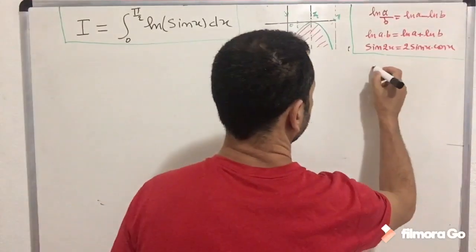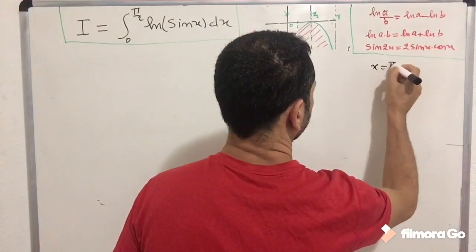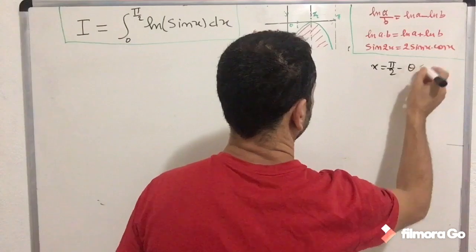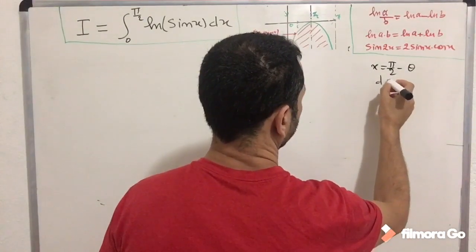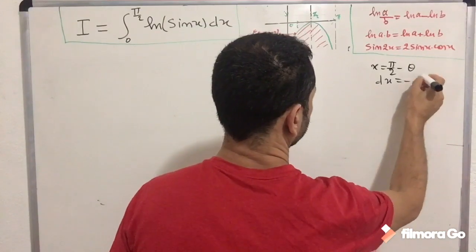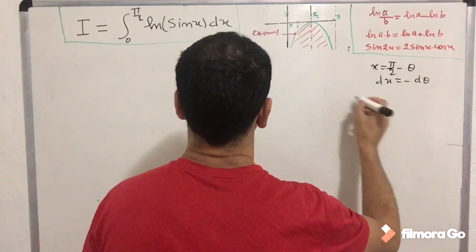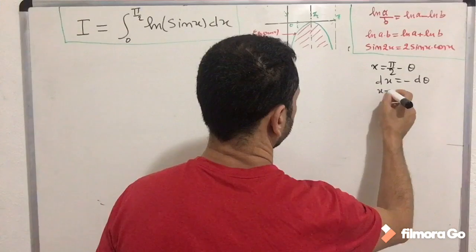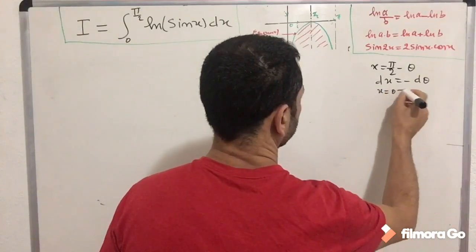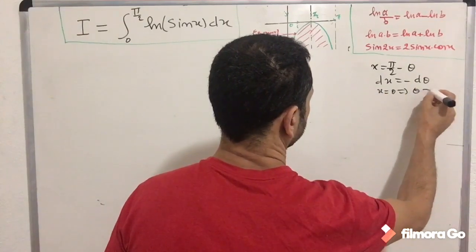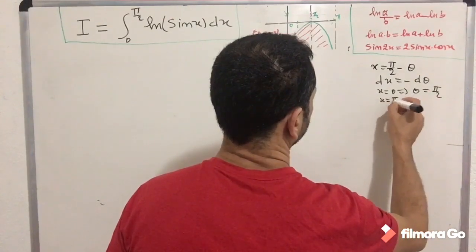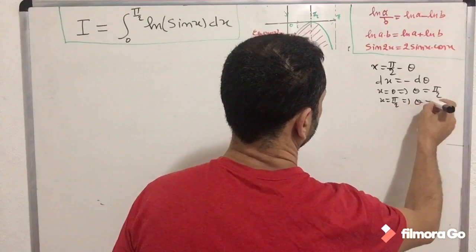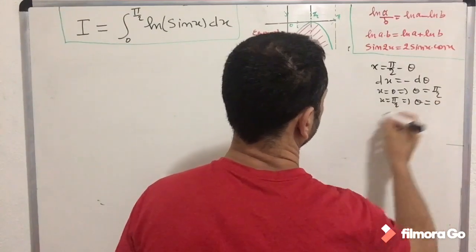Let's put x equals pi over 2 minus theta. If you differentiate this, we find dx equals minus d theta. Let's go to the bounds. If x equals 0, then theta takes pi over 2. When x equals pi over 2, theta goes to 0, right?